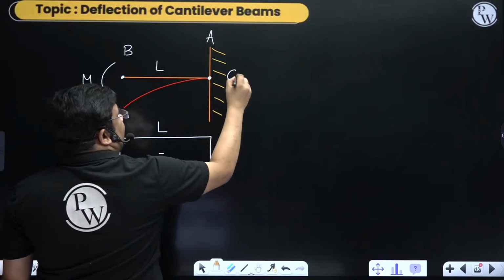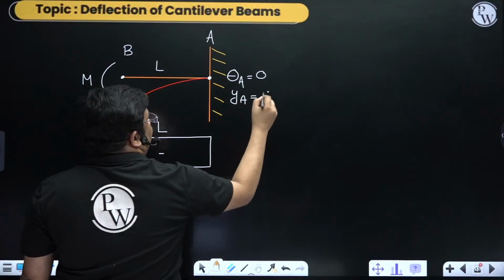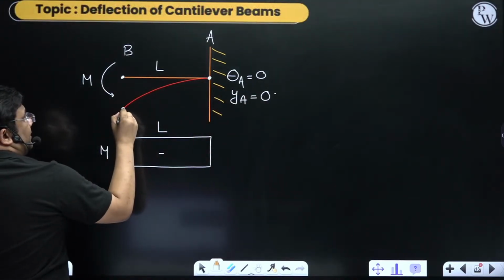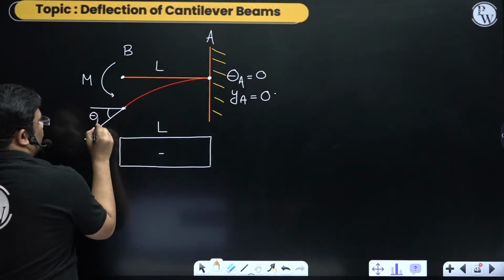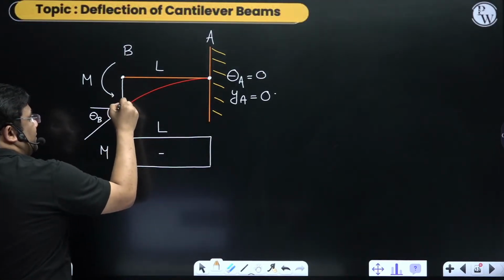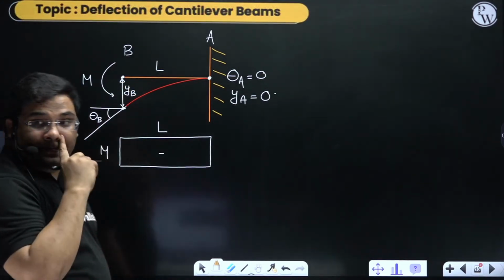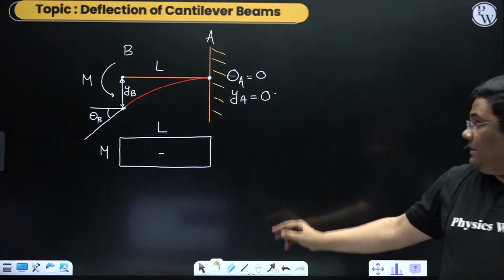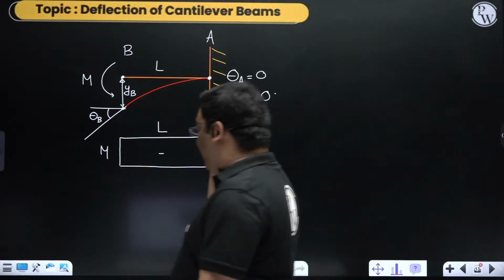Now see, at the fixed end the theta will be 0 and the deflection will also be 0. At the free end, if you draw a tangent, there will be some slope. This is the slope at B, or the slope at the free end, and this is the deflection at the free end, or the deflection of point B. And this is the bending moment diagram.